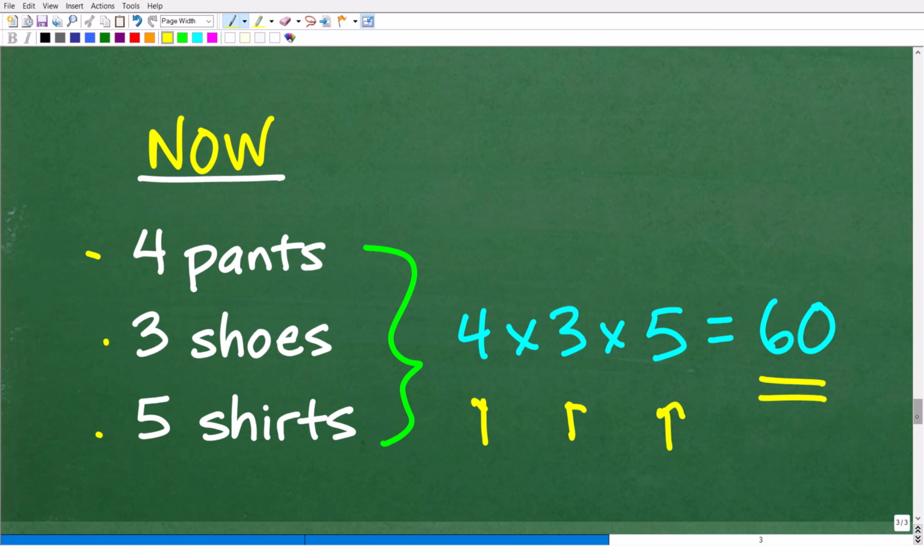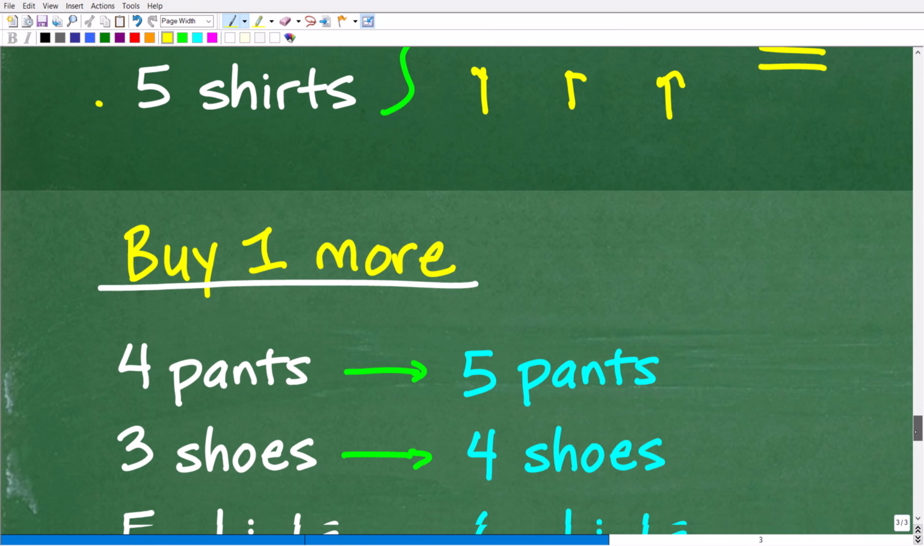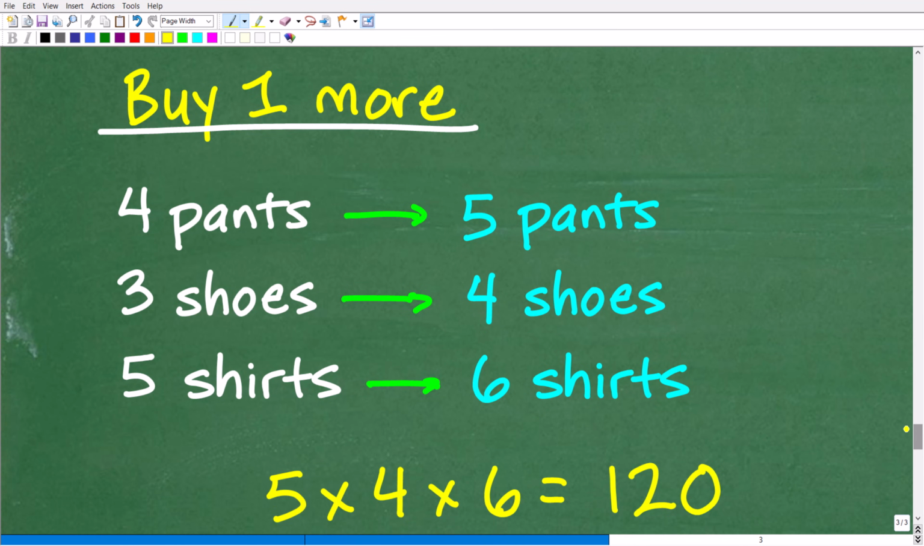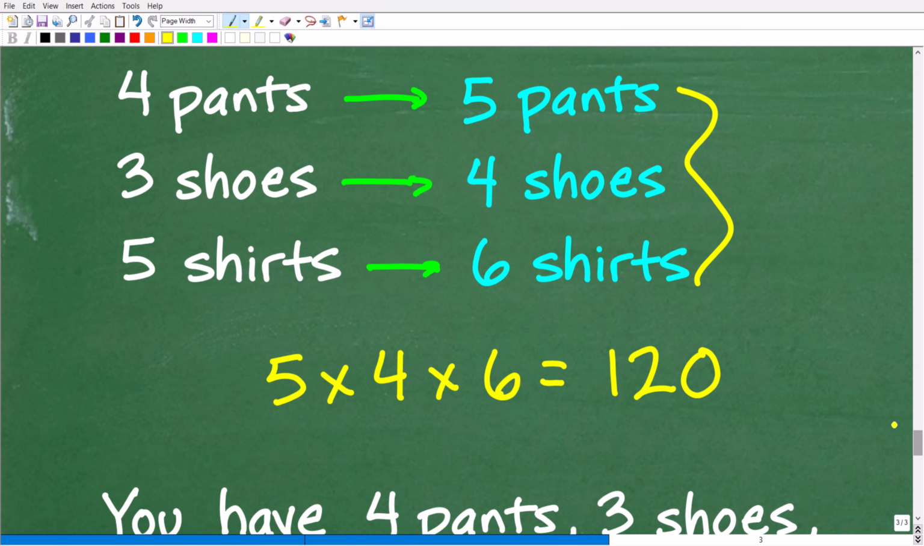Okay, so that's how many outfits we can make right now, but what happens if we buy one more of each? Well, our pants go to 5 pants. Our shoes, we've got 3 shoes, that goes to 4 shoes. And then we have 5 shirts, it goes to 6 shirts. So let's go ahead and calculate how many outfits we can make with 5 pants, 4 shoes, 6 shirts. That's pretty simple. 5 times 4 times 6, 120 outfits.